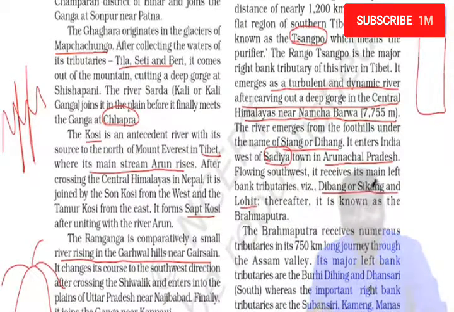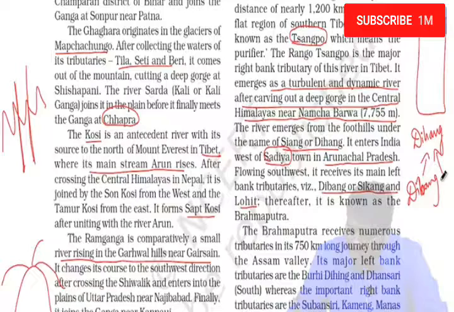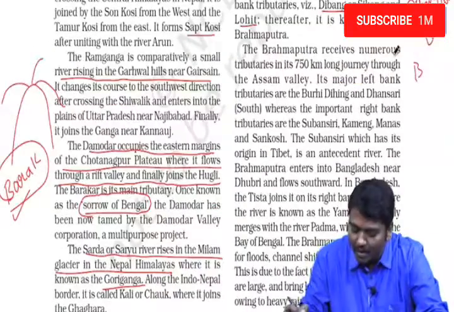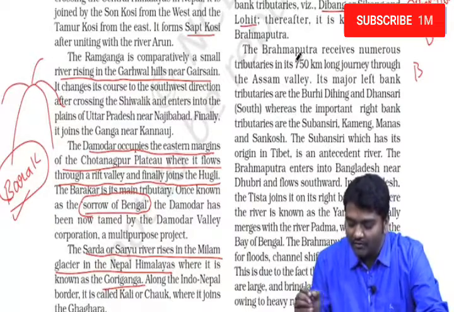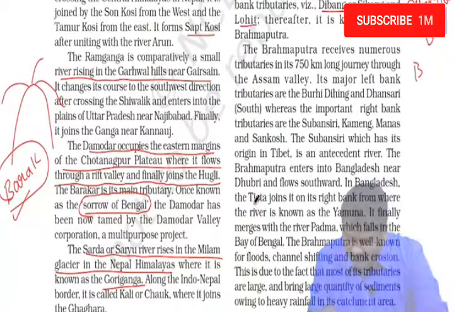Once Dibang, Sikang and Lohit join Dihang river, so here I am telling Dihang, it is joined by Dibang and Lohit river, we usually get Brahmaputra. Very important. The Brahmaputra receives numerous tributaries when it is moving through Assam. One of the most important tributaries is the Teesta river, which you all need to remember.